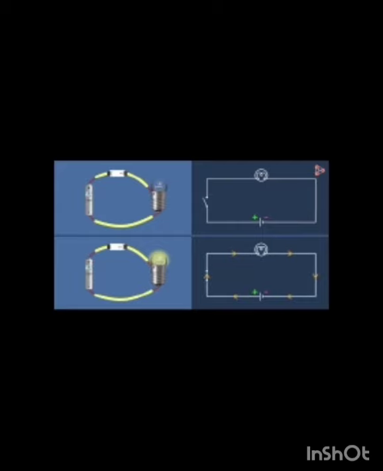The arrowheads are used to show the direction of the electric current, which is always from the positive to the negative terminal of the battery.